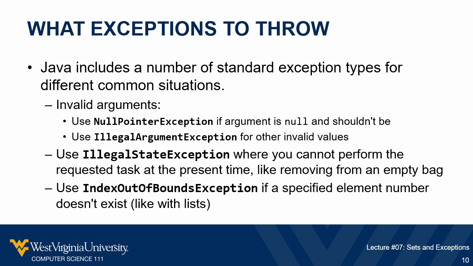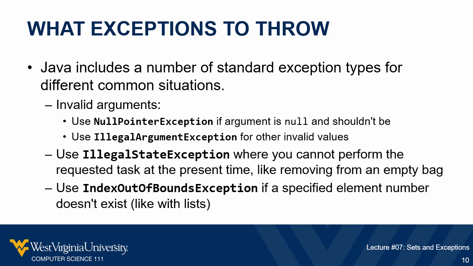Illegal state exceptions are where you're trying to call a method and that method cannot be used at the present time. So for example, if we're trying to remove something from an empty bag that doesn't have anything to remove, that would be an illegal state exception.